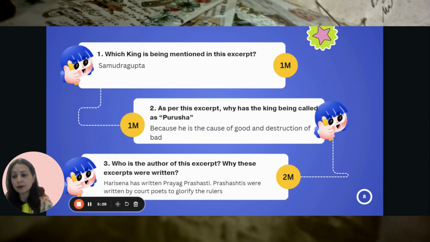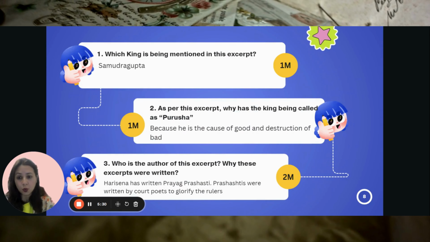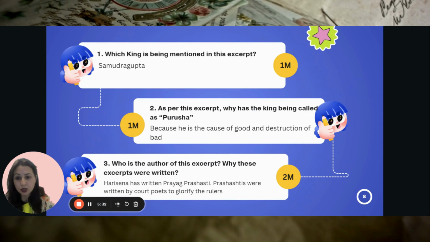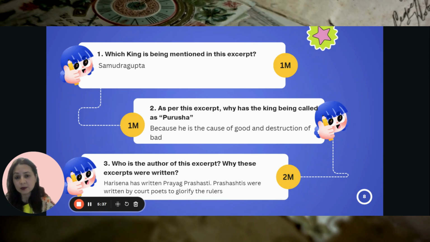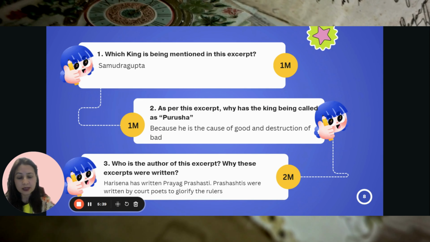The name of the king is not mentioned. So, this we should know when we are reading our chapters. So, Samudragupta, the Gupta ruler Samudragupta, he has been mentioned. He is addressed in this excerpt.